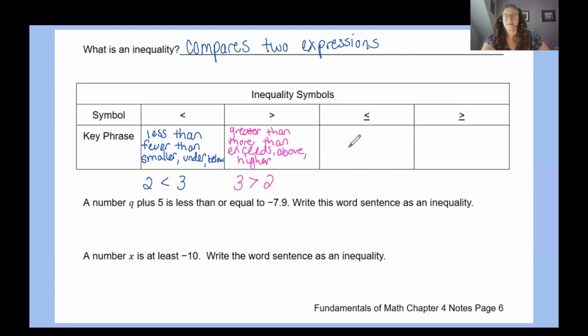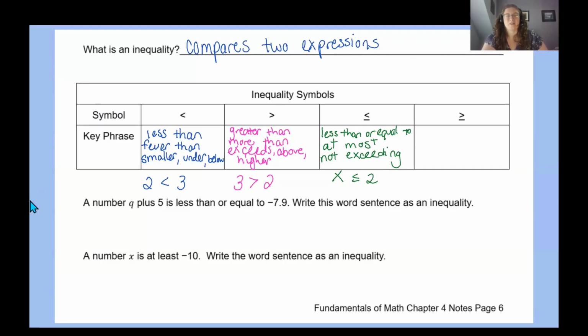So if we see this less than or equal to sign, we might just see those words, right? Less than or equal to. We might see at most. We might see not exceeding, right? So if x is less than or equal to 2, x is at most 2. x does not exceed 2, right? Our variable could be equal to 2, but it can't be more than 2. It's less than or equal to 2.